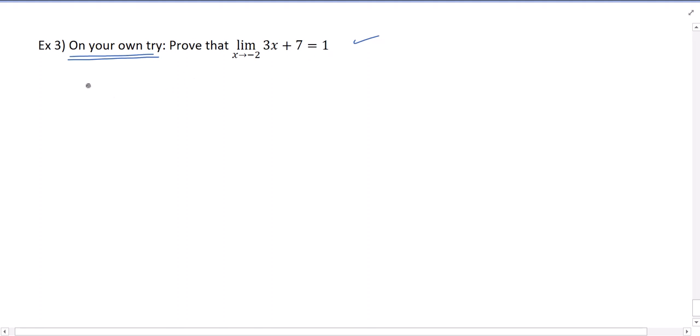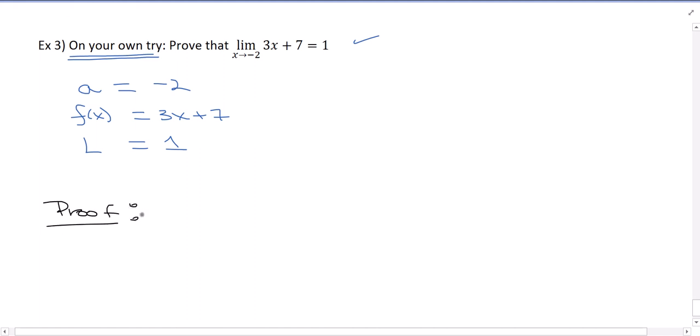So for the definition, I need a, I need f of x, and I need L. So a is negative 2, f of x is 3x plus 7, and L is 1. And so I'm going to put the body of my proof first, and then do the scratch work.